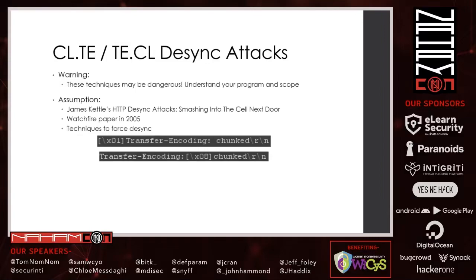But to level set, definitely check out James Kettle's HTTP desync attacks talk called Smashing into the Cell Next Door that he presented at Black Hat last summer. And he also references a Watchfire paper in 2005 that has a lot of good insight into this area. Definitely check that out. The other thing that I don't cover in this talk is techniques to force desync. Malformed transfer encoding headers and parameters are not covered in this talk, although it is interesting to take a look and figure out more payloads that can cause desync issues on your servers.